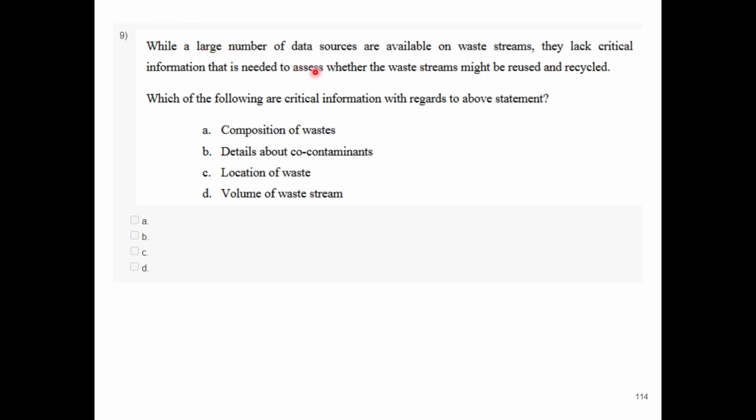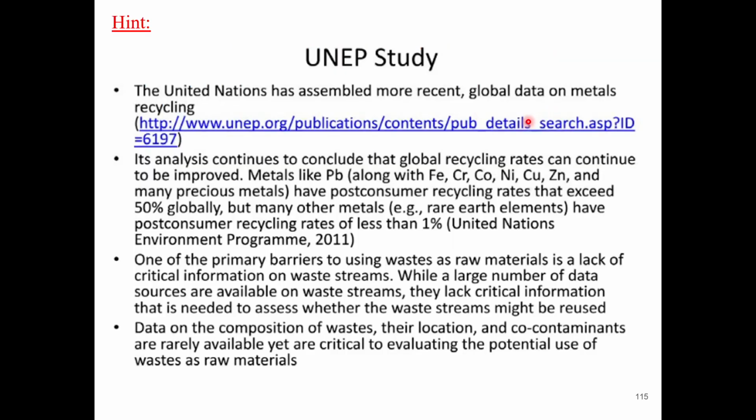So basically, while a large number of data sources are available on waste streams, they lack critical information needed to assess whether the waste streams might be reused and recycled. Okay, so that is true because, as you can see in this slide, data on the composition of waste, their location and co-contaminants are rarely available, yet are critical to evaluating the potential use of waste as raw materials. So they are very critical to evaluating the potential use of waste as raw materials, but data on composition of waste, location and co-contaminants are rarely available.